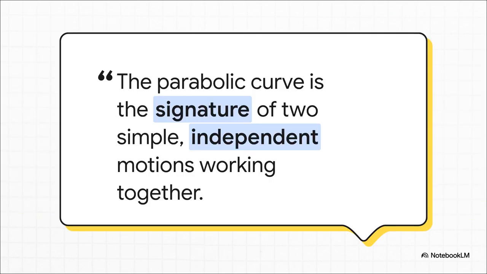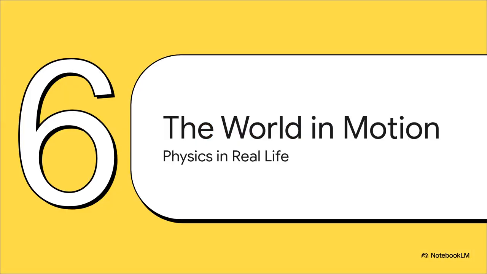And that's really the heart of it. That parabolic curve is just the signature of these two simple, independent motions working together. It's the result of combining a steady, straight-line cruise with a downward freefall. And trust me, once you see it this way, you'll start seeing it everywhere. And this idea isn't just some abstract thing for a physics textbook, you know? It's the hidden rule behind tons of stuff we see and do in the world, every single day.